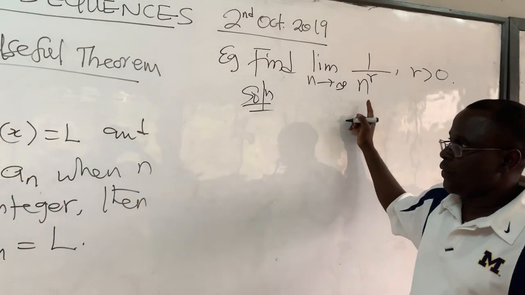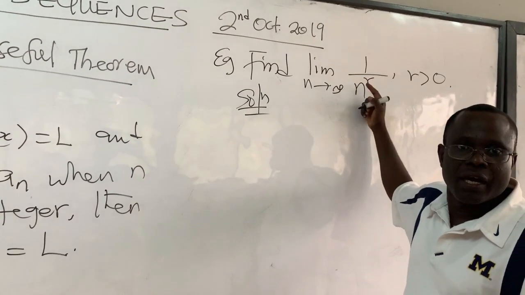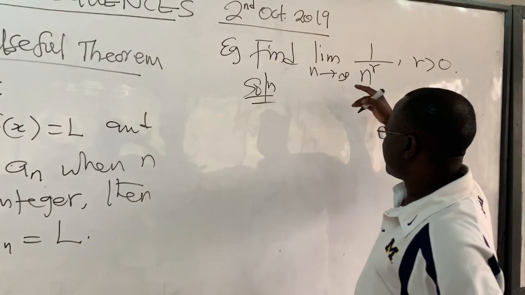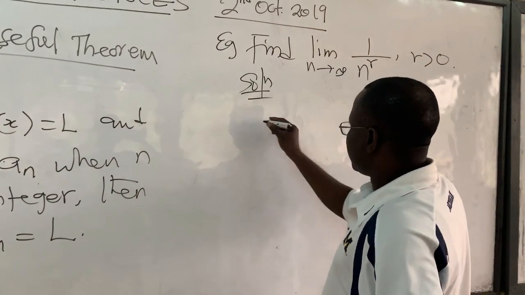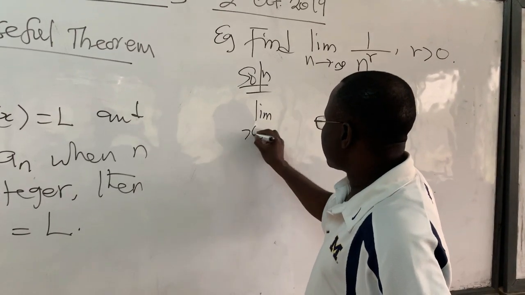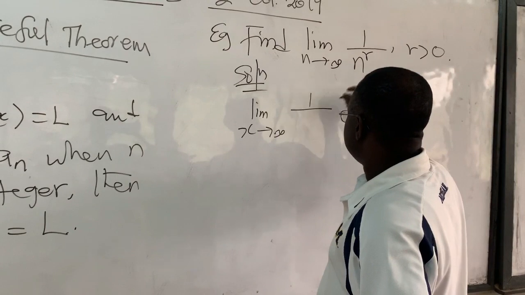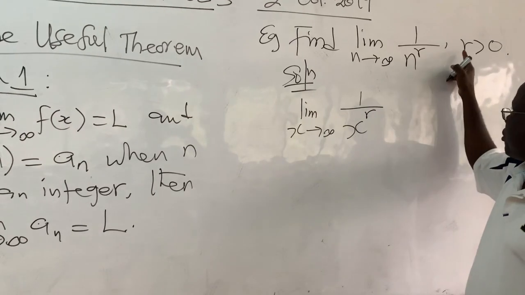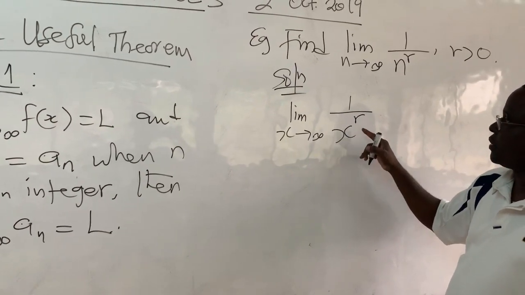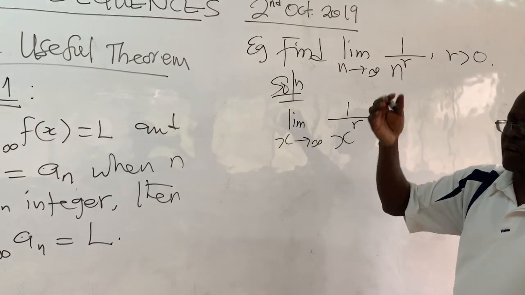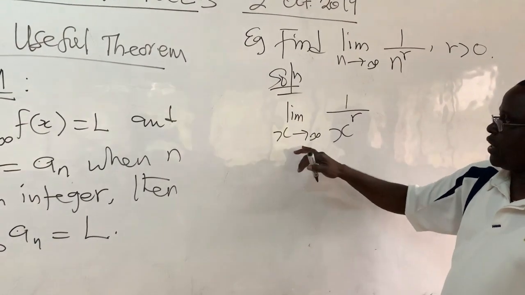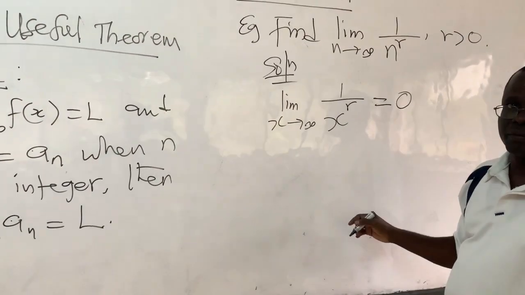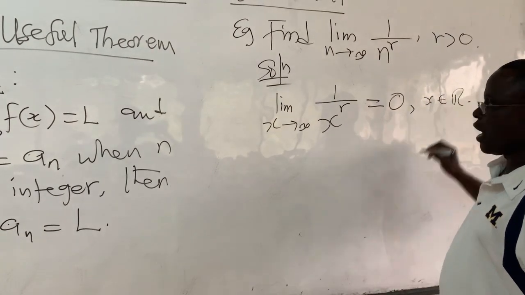So to find this limit, we can rewrite this using a related expression in terms of x, where x is a real number. Okay, so in place of n, we're going to use x and find the limit as x goes to infinity of 1 over x raised to the power r. Now, r is positive, x is a real number. Since this is positive, for instance, 2 or 3, 1 over x squared, for instance, what do you get? Find the limit as x goes to infinity. From calculus 1, you know this is equal to 0.